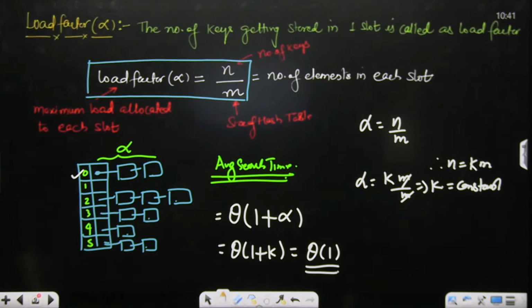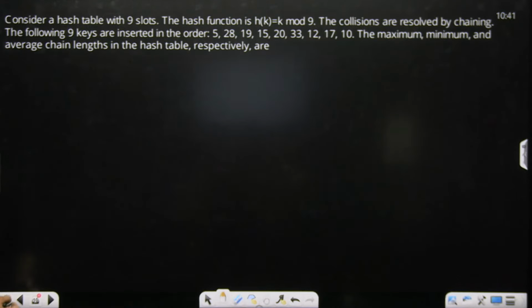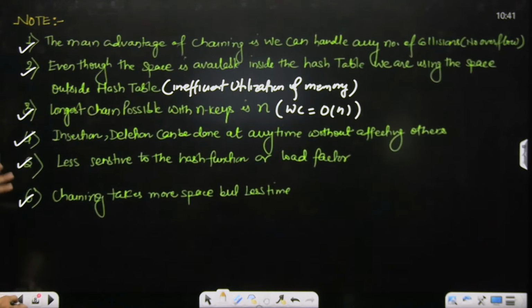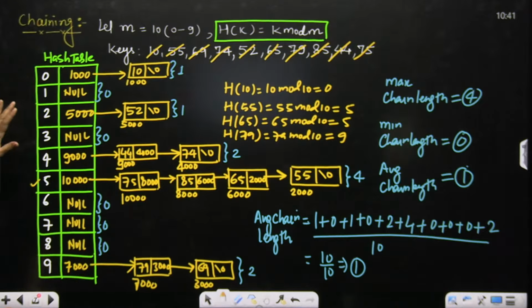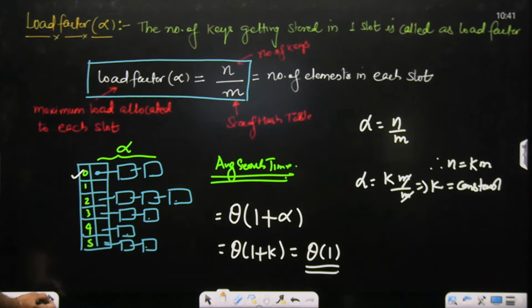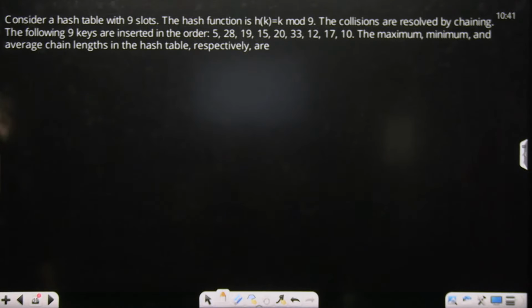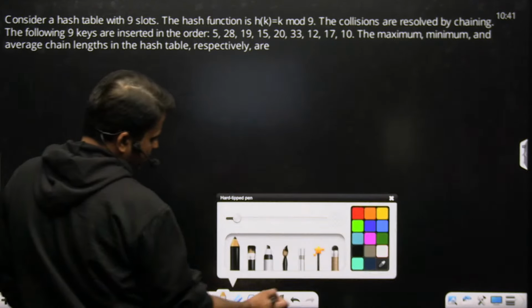So this type of question is asked in the GATE paper. No need to construct this hash table. This is for the subjective paper of your semester exam. But in GATE, no need to construct the hash table. Directly tell me the maximum, minimum and average chain length. You have to tell the maximum, minimum and average chain length.